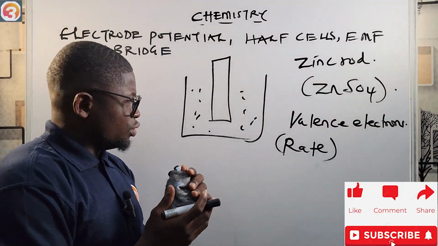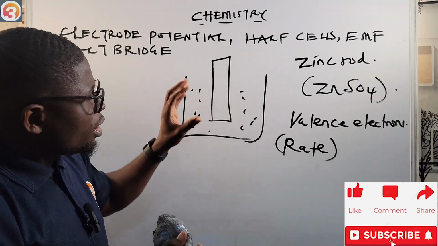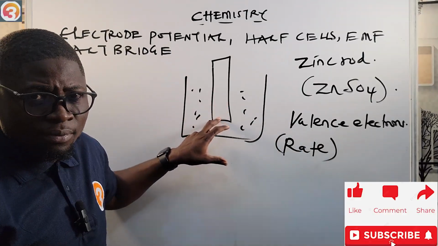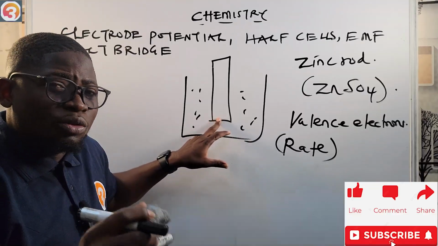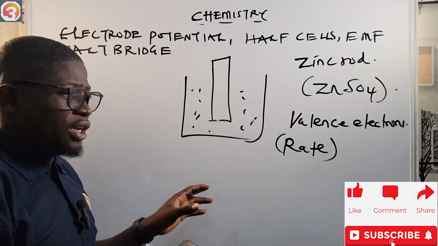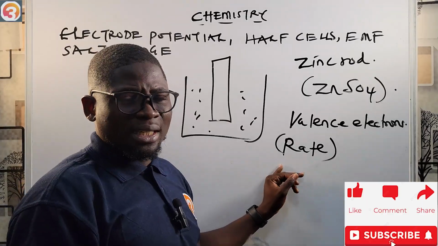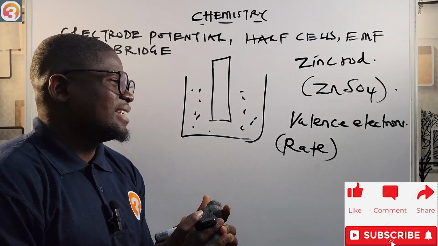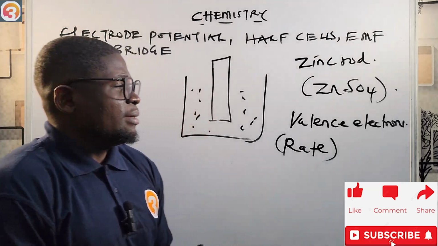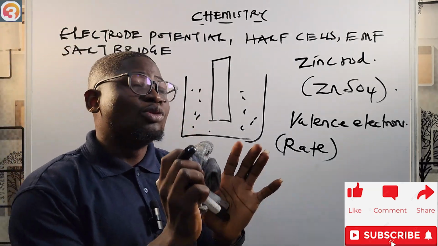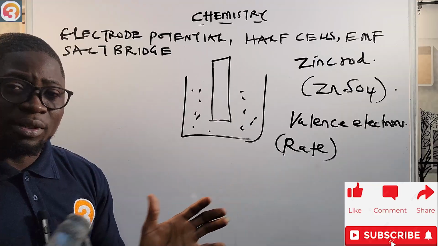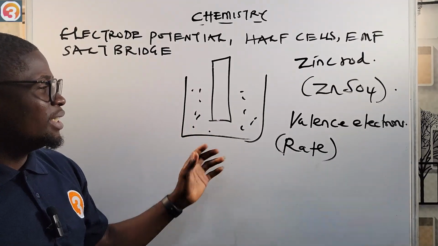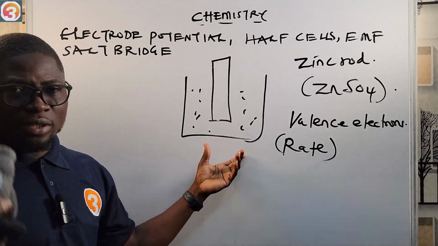So what now happens? One of the metal rod and the solution of the salt becomes positive, whereas the other one becomes negative. Thus, a potential difference is now set up between that metal rod and the solution of the salt.